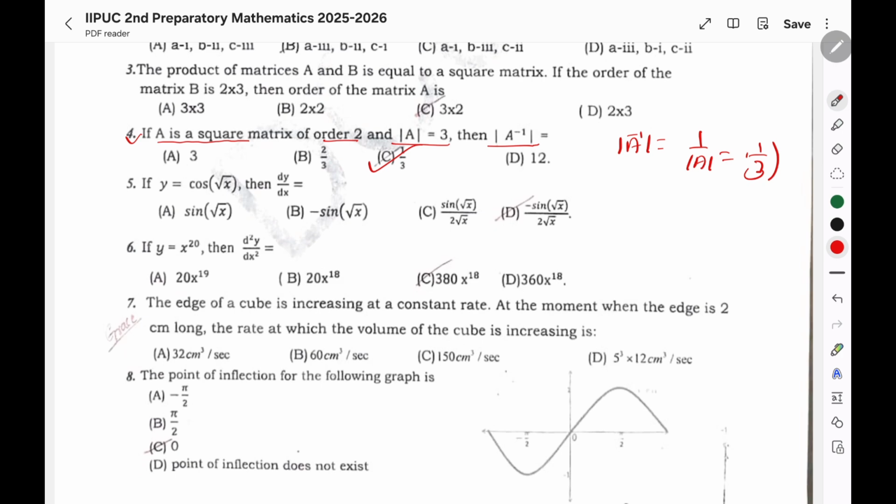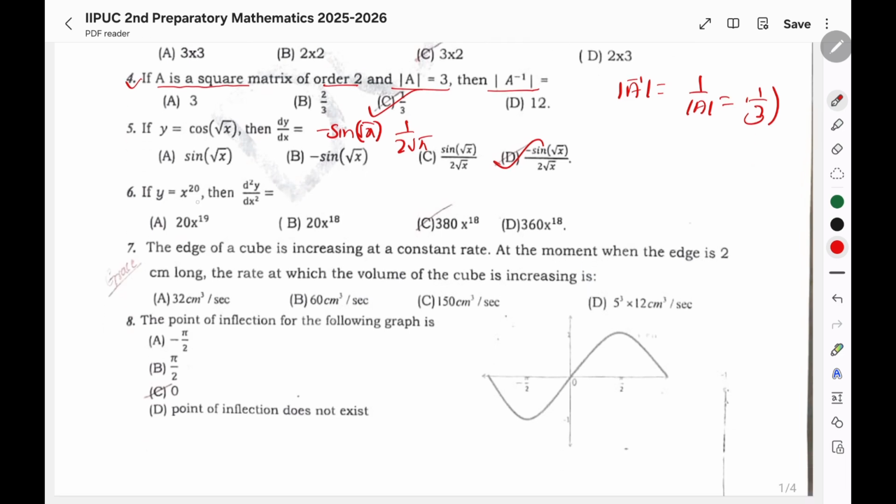Next, question number 5. y equals cos root x. Then what is the derivative of y? So derivative of cos is minus sine root x, and then by using chain rule, root x derivative is 1 by 2 root x. So answer is minus sine root x upon 2 root x. D option correct.